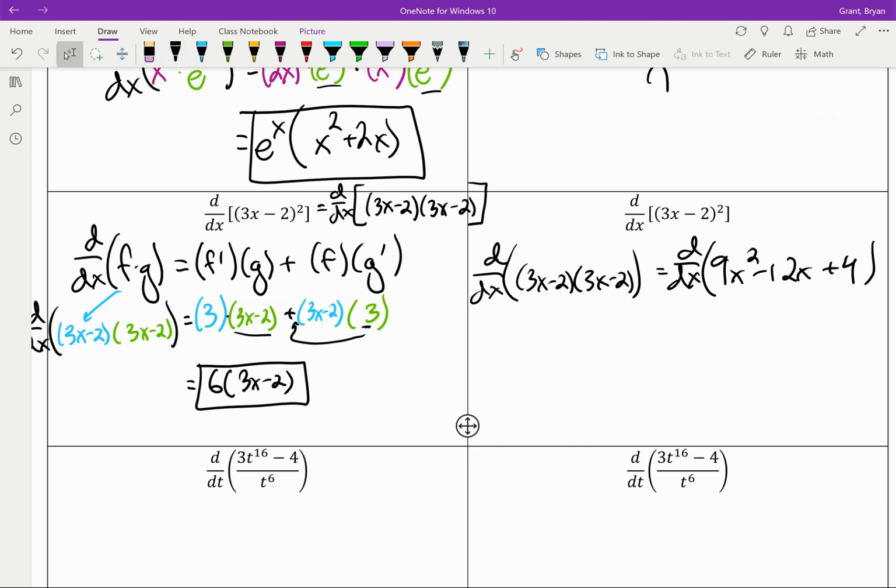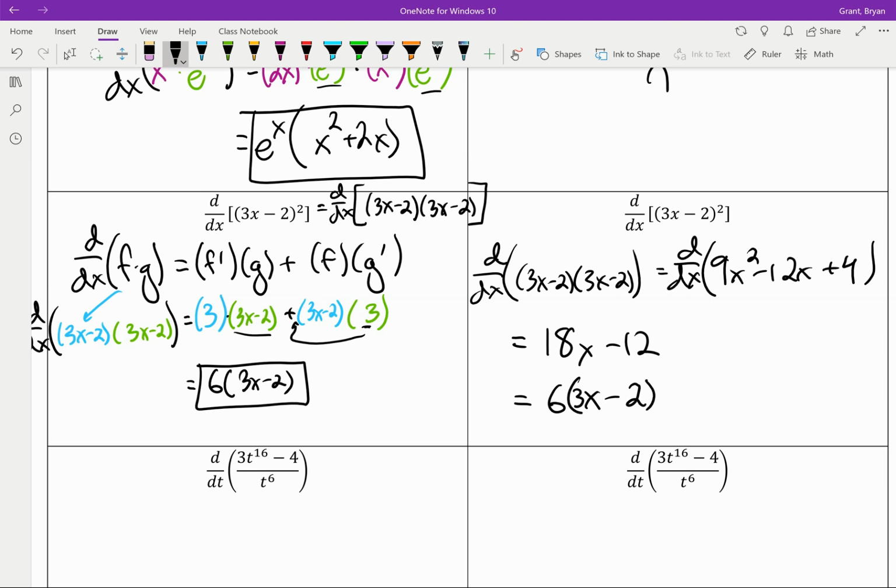And then you have to take the derivative of everything. The derivative of 9x squared is 18x. Derivative of negative 12x is negative 12. The derivative of 4 is 0. That looks pretty good. Is there anything they have in common, though? Yeah, I think they each have a 6 in common. And that is where we get this same answer.